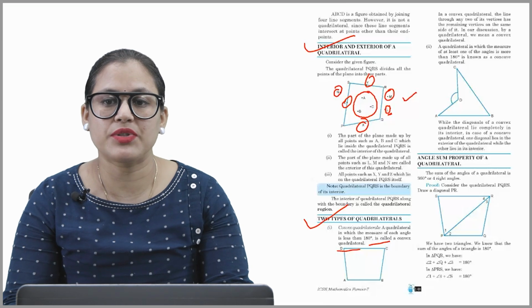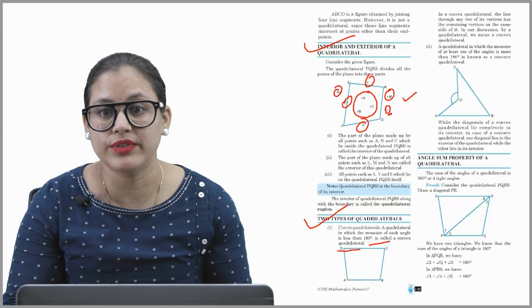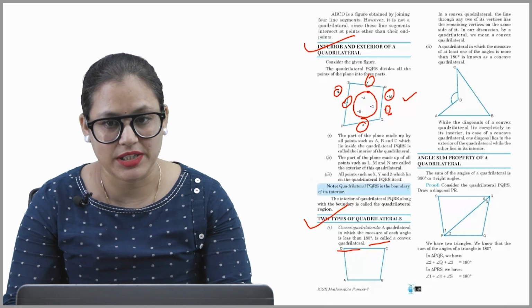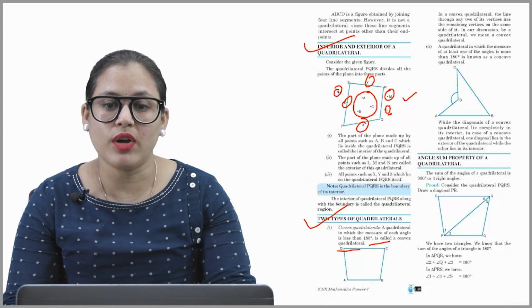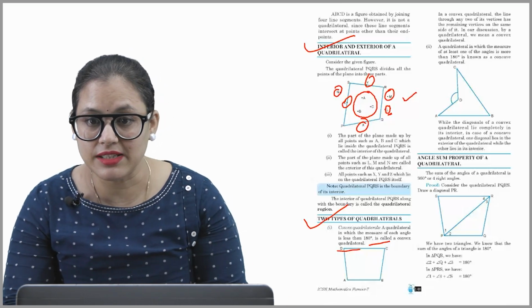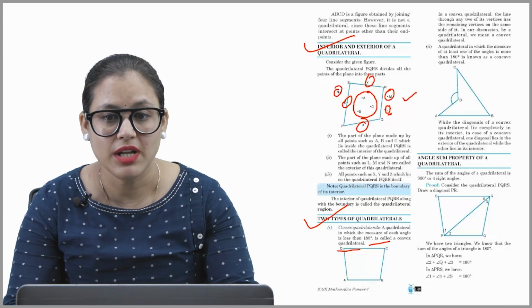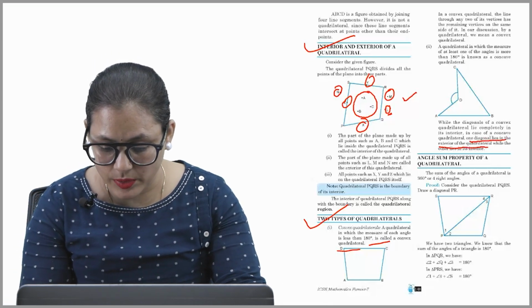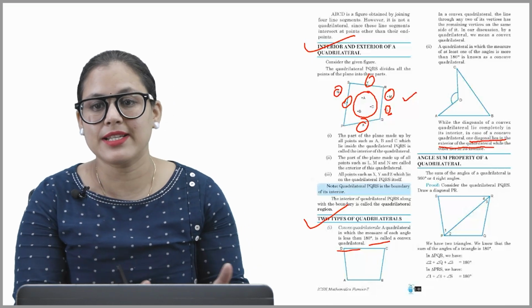2, a quadrilateral in which the measure of at least one of the angles is more than 180 degrees is known as a concave quadrilateral. While the diagonals of a convex quadrilateral lie completely in its interior, in case of a concave quadrilateral, one diagonal lies in the exterior of the quadrilateral while the other lies in its interior.